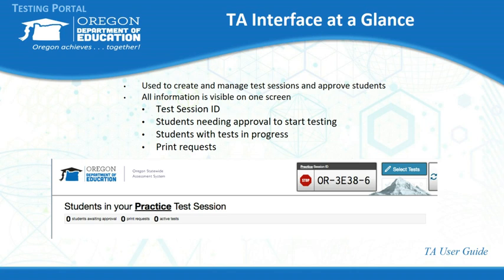The TA interface is accessed through the Test Administration option in the OSAS portal. The screenshot shown on this slide is an example of a sample test session. It is through this interface that a TA can view the session ID, which student needs approval to begin testing in the session, those who have tests in progress, and which students have submitted a print request. At the end of this video, you will be provided a tutorial video on how to launch a test session from both the students and the test administrator's view.